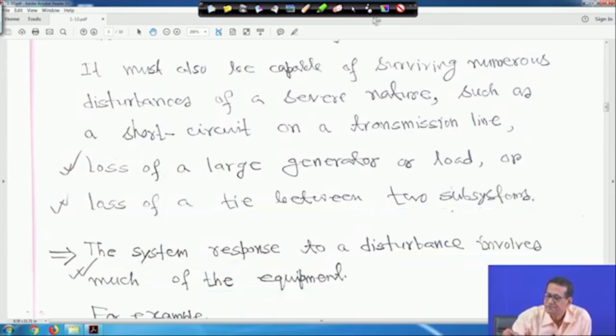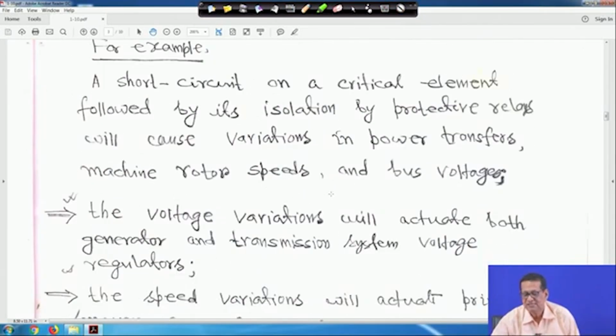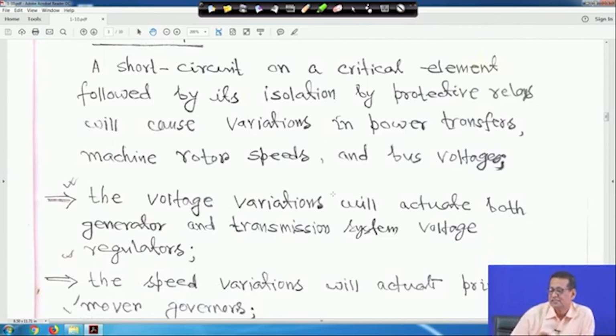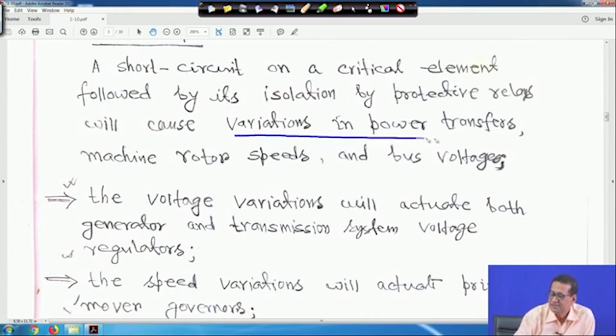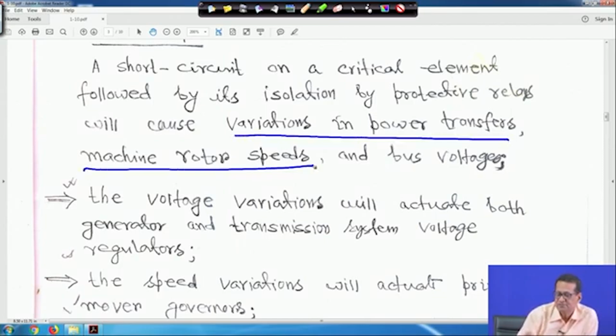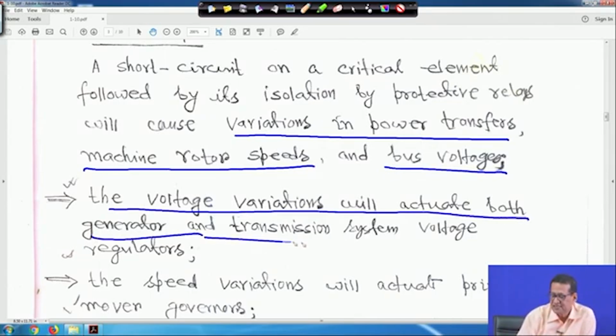For example, a short circuit on a critical element followed by its isolation by protective relays will cause variations in power transfer, machine rotor speed and bus voltages. That means there will be variation in power transfer, and it will also change machine rotor speed and the bus voltages, right? So the voltage variations will actuate both generator and transmission system voltage regulators, right? Because if a fault happens, many components are there, so although the relay is there to isolate the system, all these things will be affected, right?